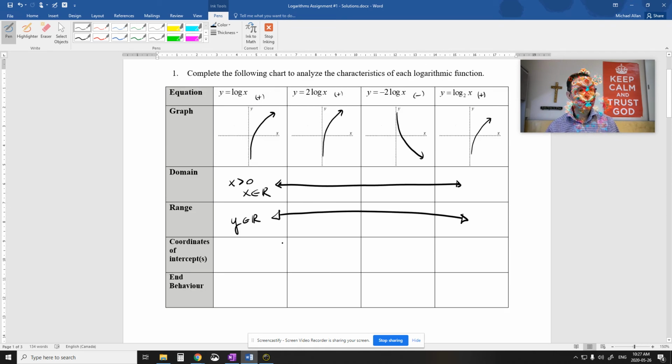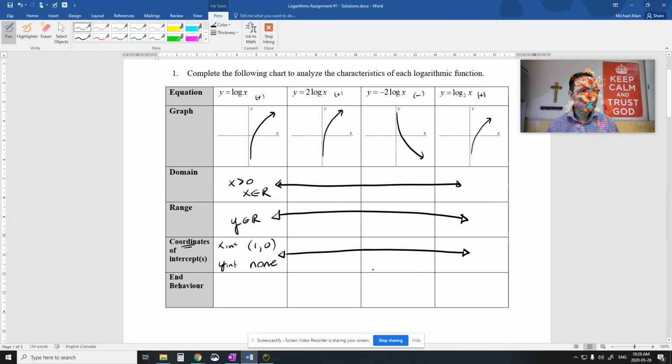Okay, coordinates of the x-intercepts. Because it says coordinates this time, I'm going to put a coordinate point here: (1, 0). And my y-intercept is none. There we go.